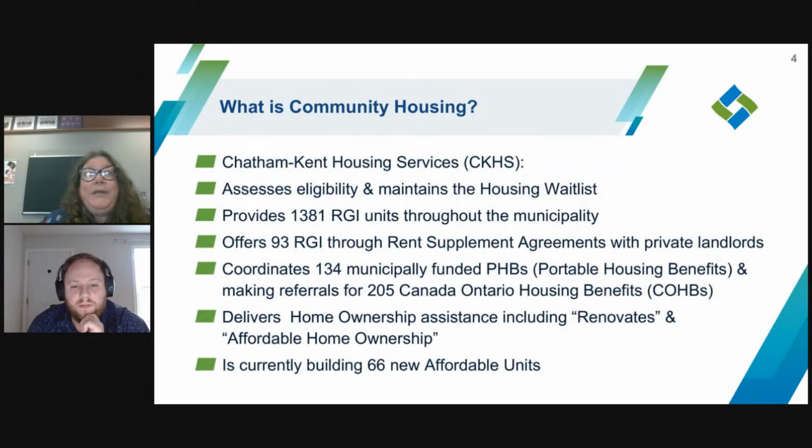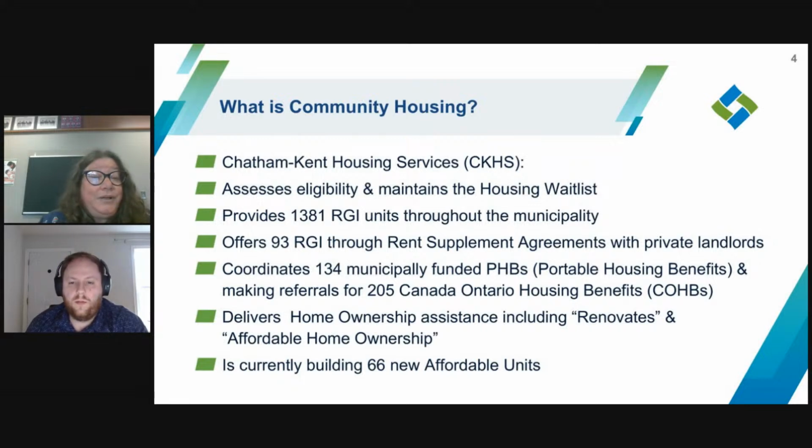So what we do in Chatham-Kent Housing Services is assess applications for program eligibility. And unfortunately, there are wait lists for all of our programs, and we maintain those wait lists according to program guidelines, legislations, and municipal policies. Right now, we have 1,381 RGI units, and these are located throughout the municipality from Bothwell to Wheatley and everywhere in between. We also support that with 93 rent supplement agreements that we have with private landlords that effectively allow us to use their units as RGI units.